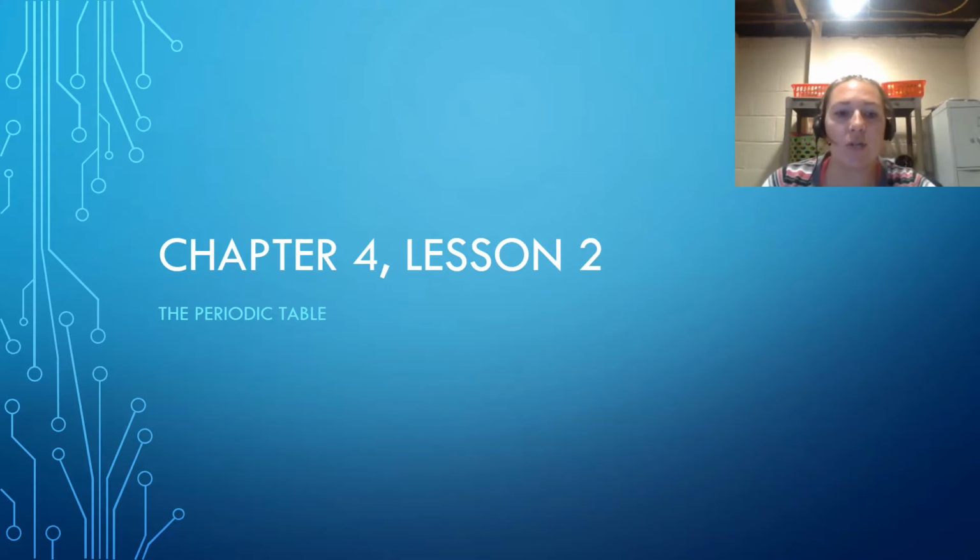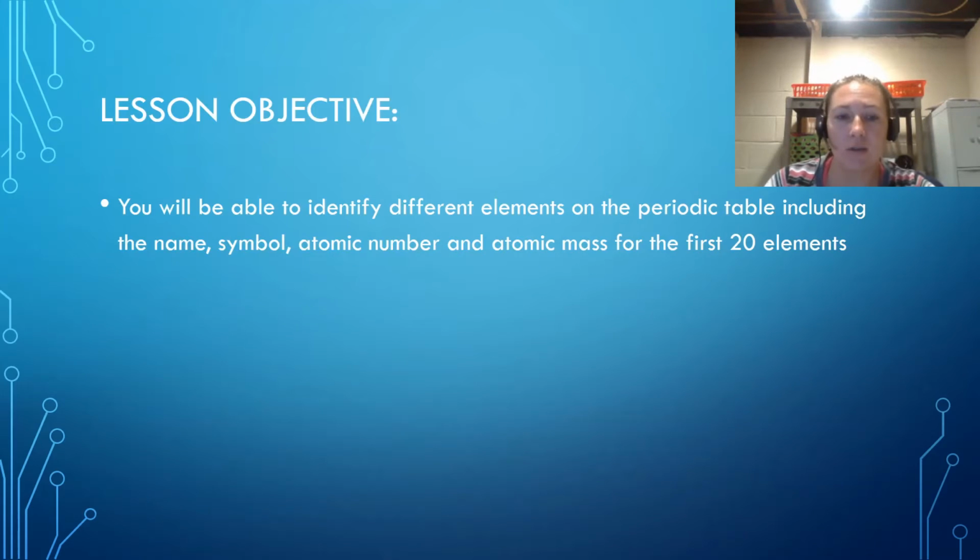Today we are going to be looking at Chapter 4, Lesson 2, which is about the periodic table of elements. In this lesson, our objective will be to be able to identify different elements on the periodic table, including the name, symbol, atomic number, and atomic mass for the first 20 elements.